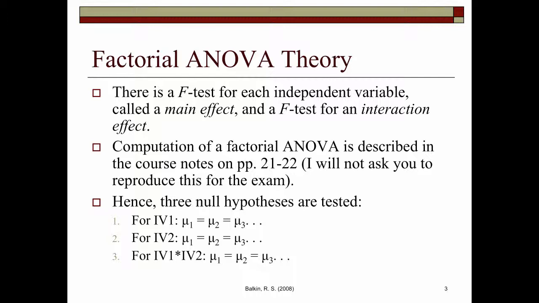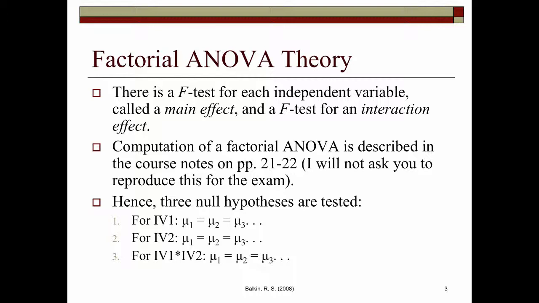An interaction effect is how the independent variables are working with the dependent variable together. So you're going to be looking at both the independent variables together across the dependent variable, the interplay between each of the independent variables. And I'll illustrate that for you so you can understand that. We're not going to compute a factorial ANOVA by hand in this class, but if you want to know how to do that, you can look at my course notes on pages 21 and 22, and I'll show you how to do that.